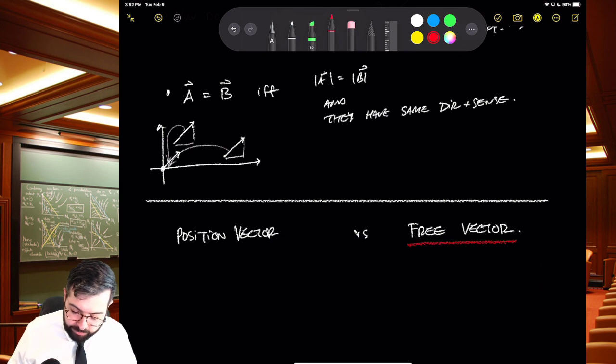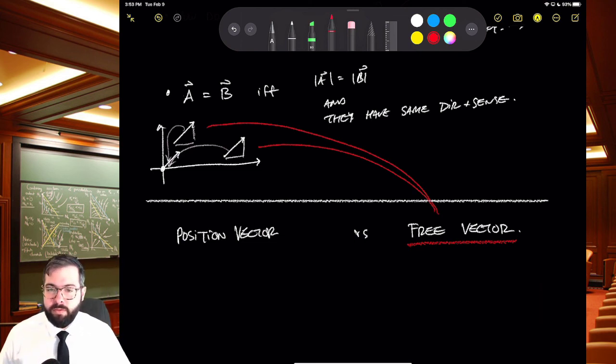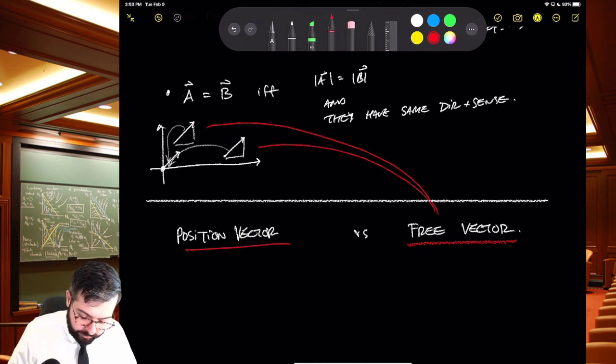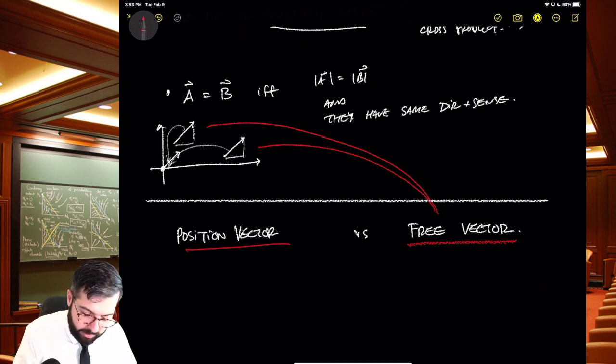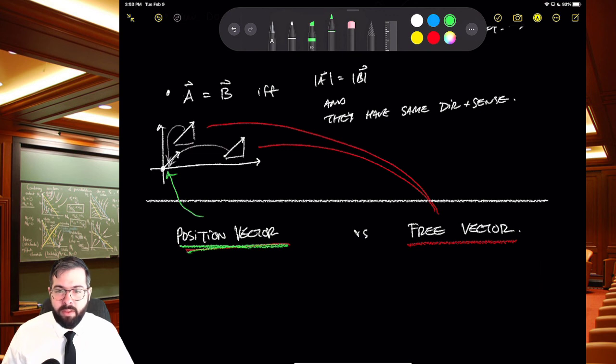And so what I did just there is actually point out my next point, which is that the free vectors are vectors that just kind of live in the geometric space. They're out there. Whereas a position vector is talking about all the ones playing from home base, playing with the tail at the origin.